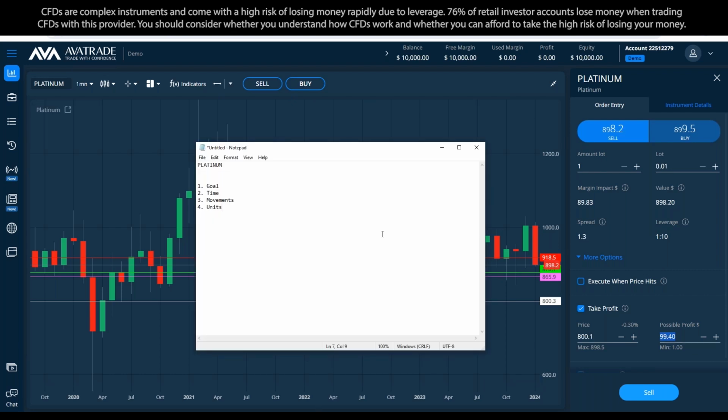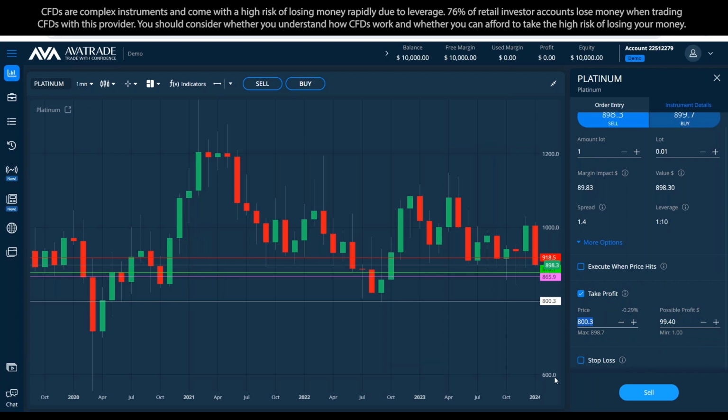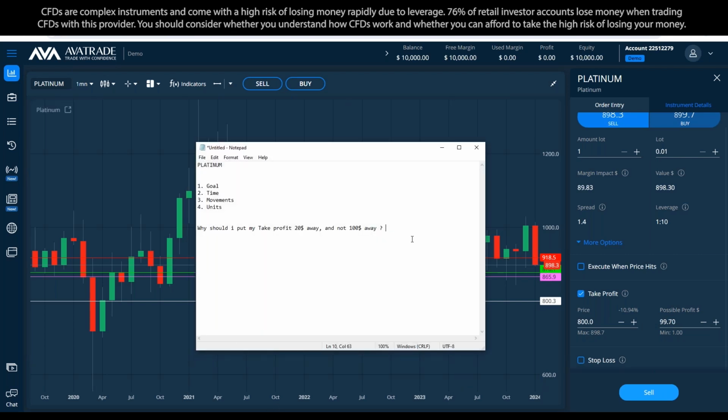So why should I compromise for the $20 away? Why should I put my take profit $20 away and not $100 away? Right? Because here I make more profits. Let me just show you, right? Look. Here I make 20, here I make 100. So why not take 100? What's the difference?